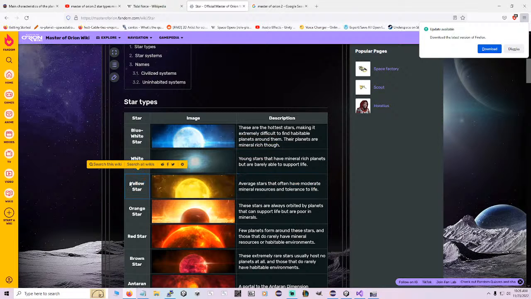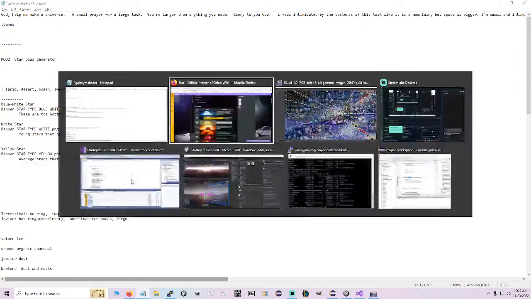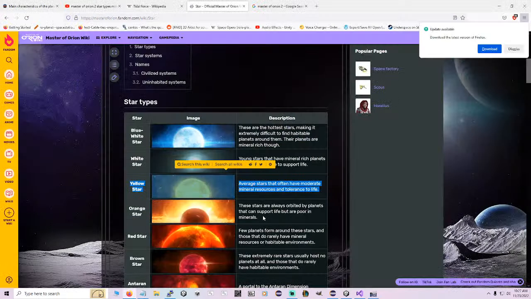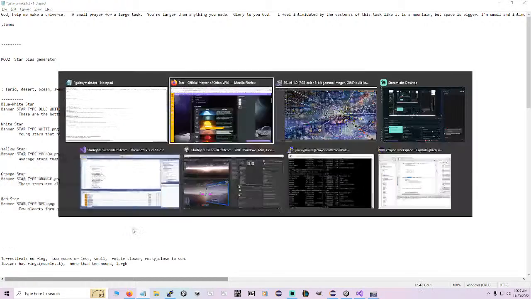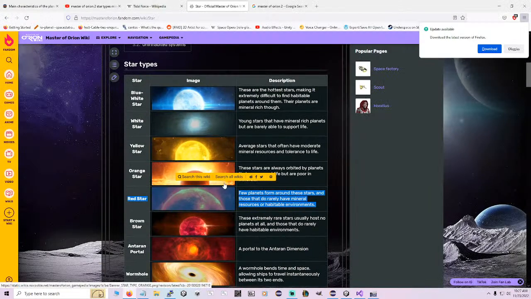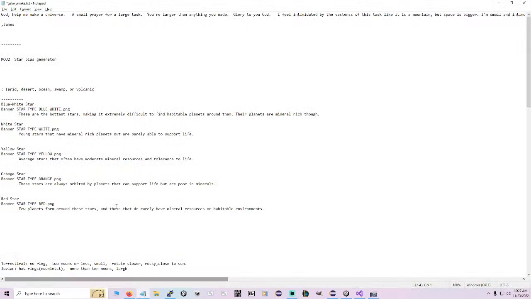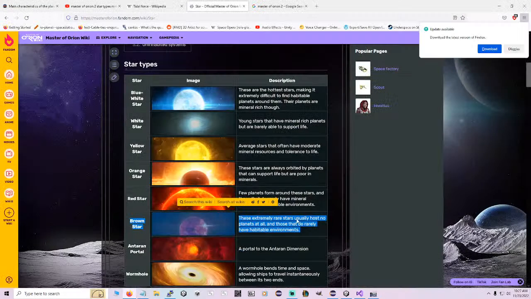So where I said yellow star is probably the life one. Yellow is life and good minerals. Moderate. An orange star is just a yellow star that's deficient in minerals. It's like a red star. A red star has nothing in it. So it's just a bogus star. Brown star. Okay, brown star is worse than red star. And Taurian dimension.